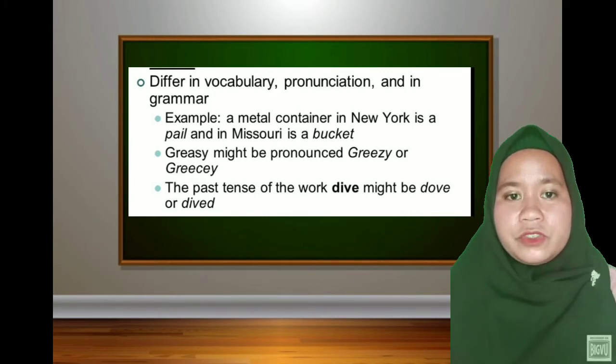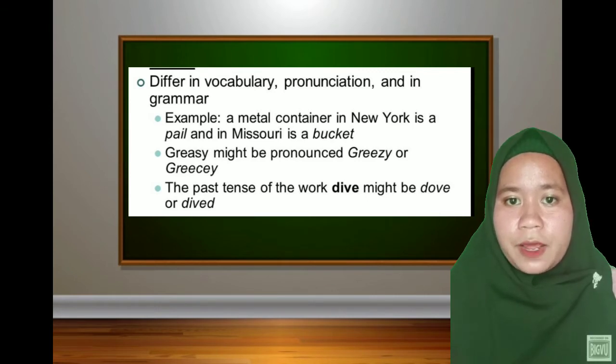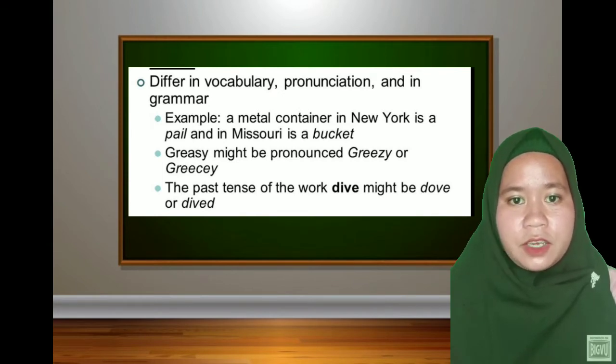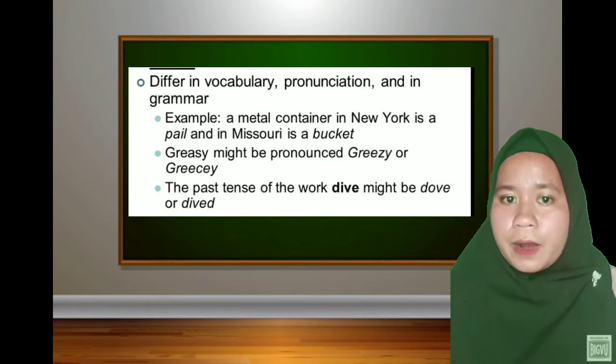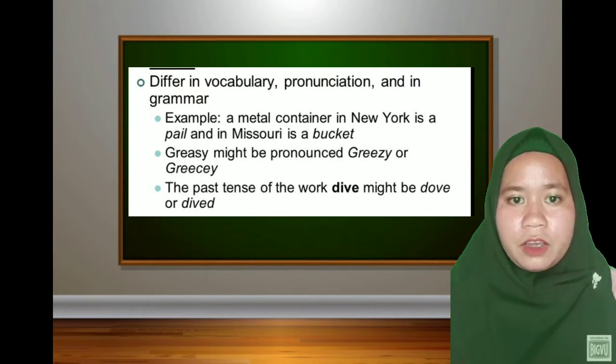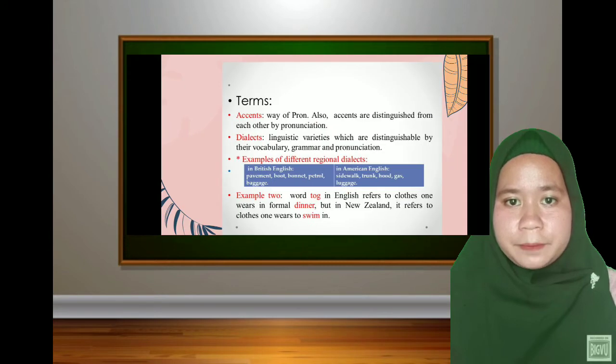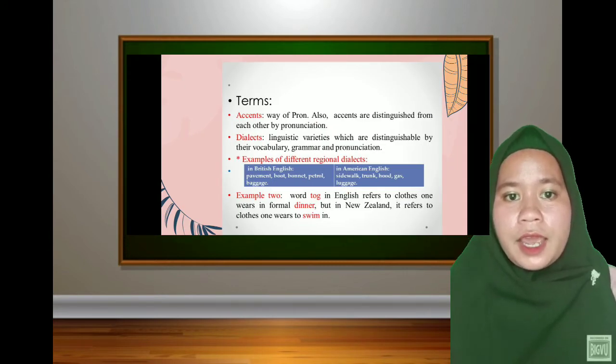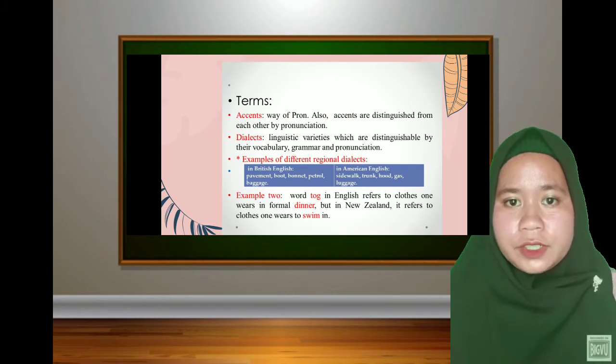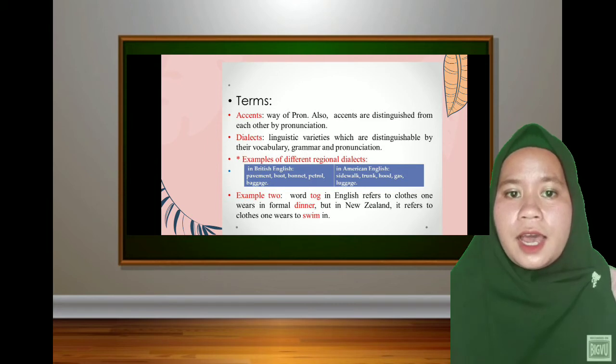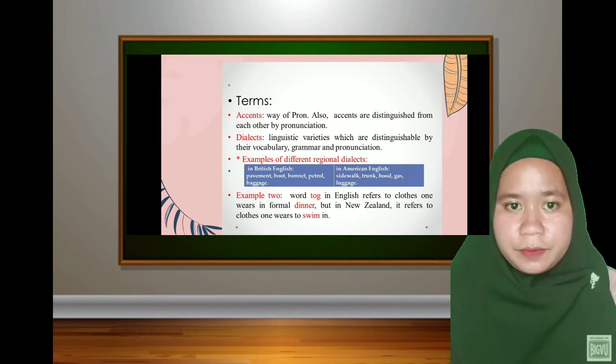Example: a metal container in New York is a pail, and in Missouri it is a bucket. Pronouns and phrases also differ. The past tense of the word drive may be driven, drove, or drived. Groups of speakers also distinguish classes from each other by pronunciation.